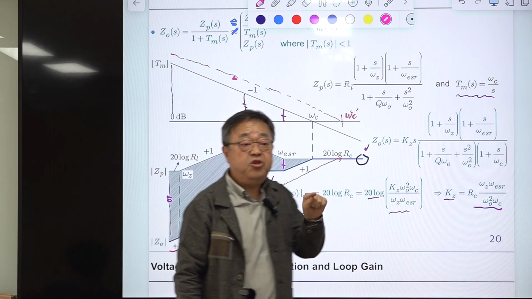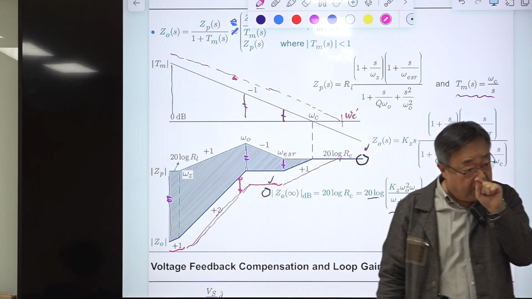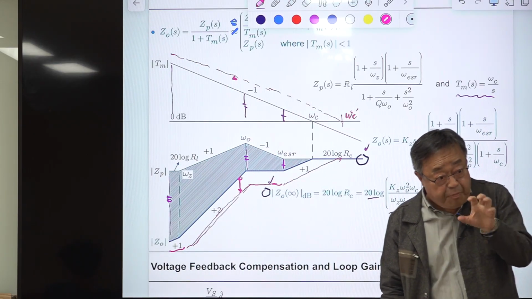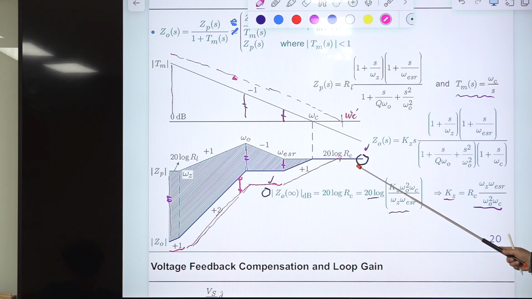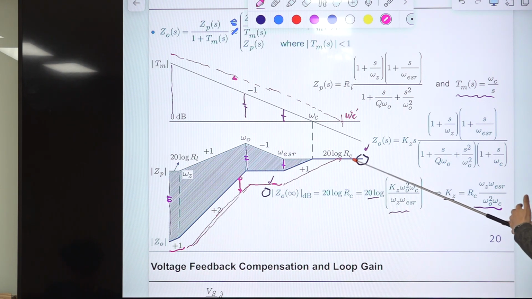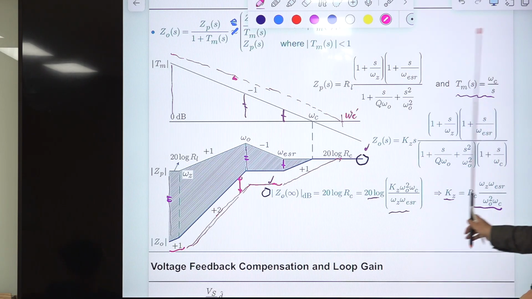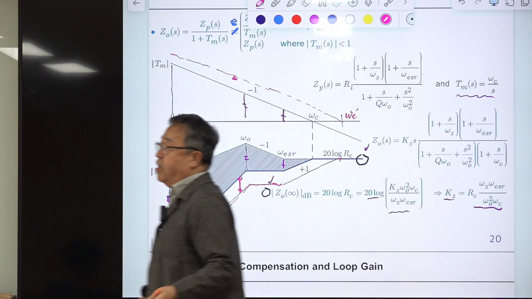Okay? The ideal case output impedance should be 0, right? But that is impossible because of this. You cannot reduce this lower than this. This is the high frequency asymptote, which is the theoretical limitation. Unless you use smaller RC, this value is fixed. Okay? And the analysis remains the same.